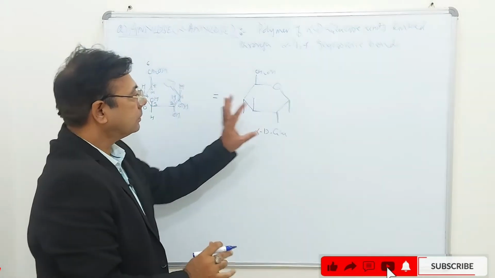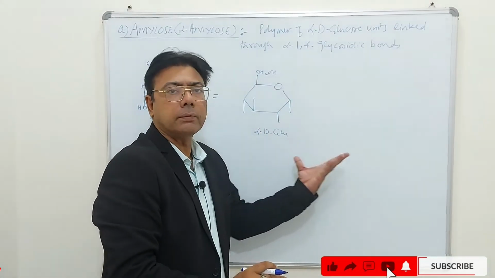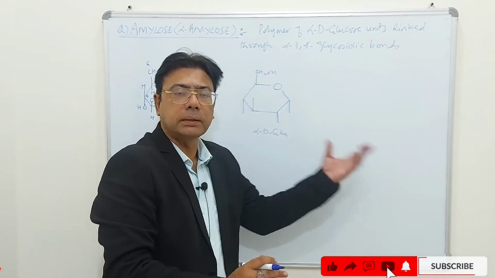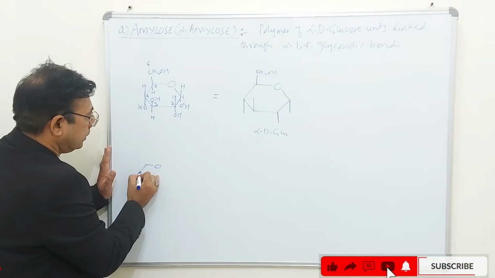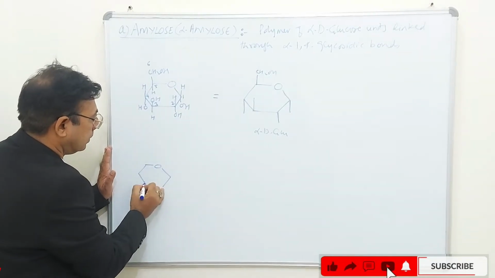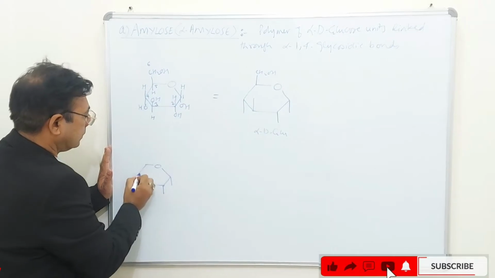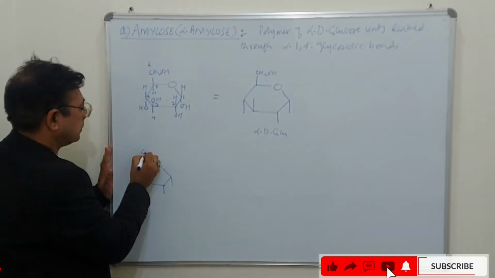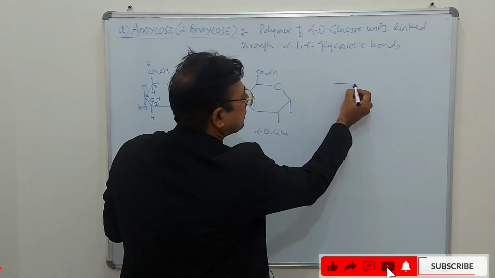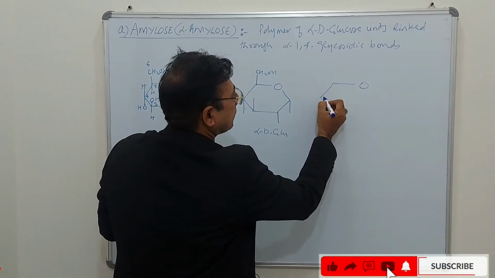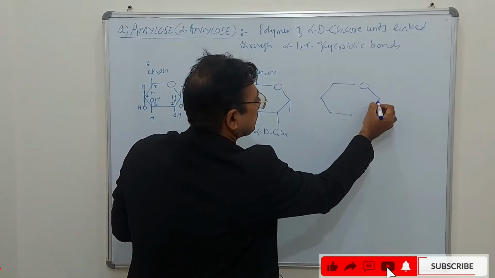So once you get familiar with drawing this structure, the pattern of drawing amylose becomes very simple. See how I am going to draw a straight chain. One alpha D glucose, and if you bring a second alpha D glucose, for example, here I am going to show this.